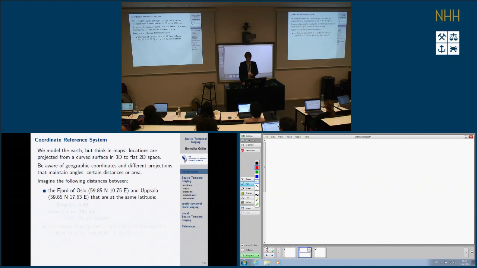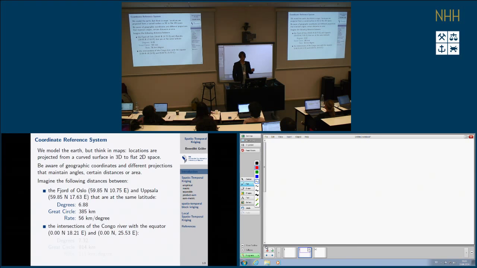And we all know that we have a different rate at the equator than close to the poles. As an illustrative example, think of the fjord of Oslo in Norway and the city of Uppsala in Sweden. They are both at approximately the same latitude, and they have about 7 degrees of longitude difference. This makes a great circle distance, if we draw a circle through these two cities around the center of the Earth, of almost 400 kilometers, which makes a rate of 56 kilometers per degree. If we do the same thing at the equator, where the Congo River crosses the equator twice, that's a nice example to look at. The distance in degrees is a bit more than 7, and the great circle distance is a bit more than 800 kilometers, so 111 kilometers per degree.